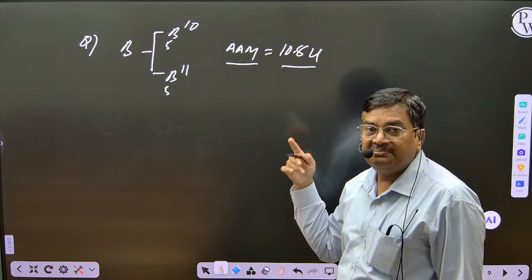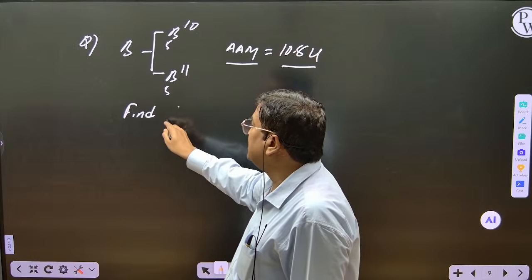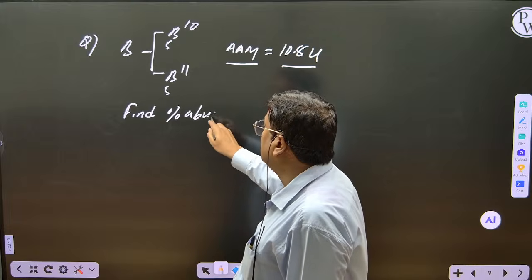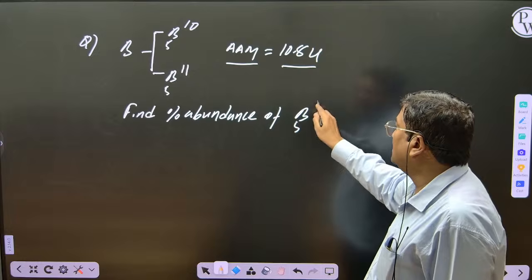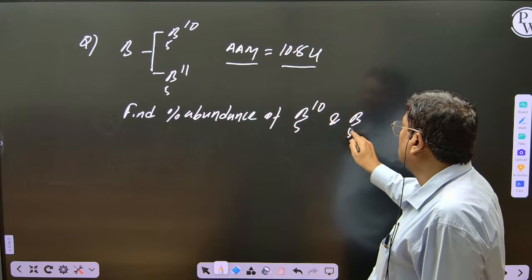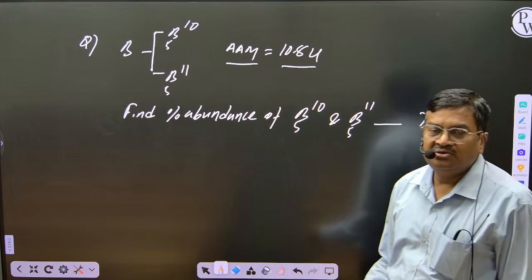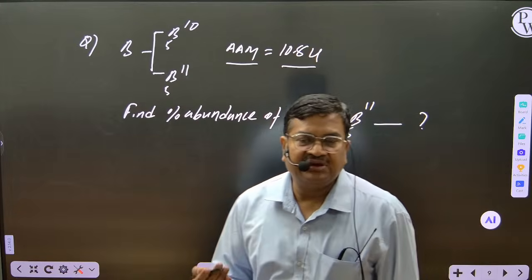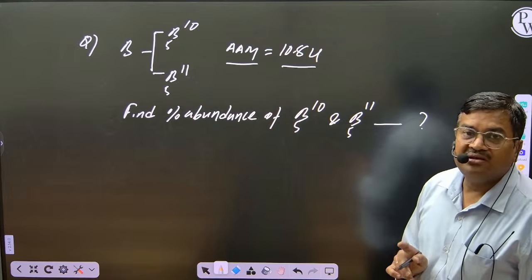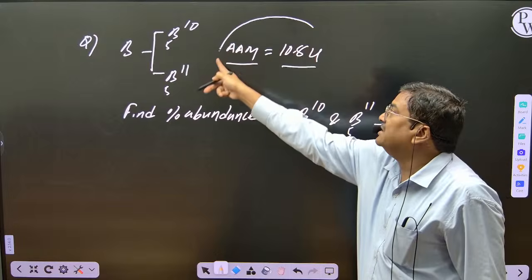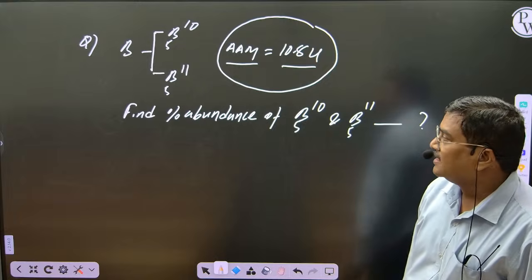Now my question is, find the percentage abundance of B-10 and B-11. In the previous question we knew the abundance and we also knew the atomic mass. But in this question, see, abundance he has not given. Only average atomic mass is given. Are you following, students? And we have to find the abundance of each element. Then how do you approach?